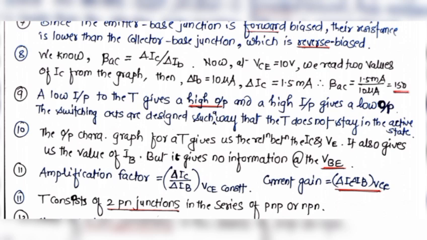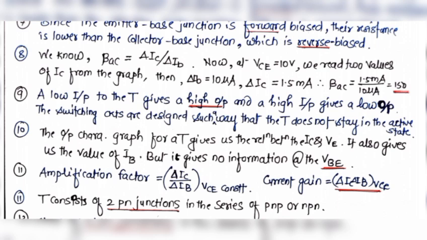We know beta AC is equal to a small change in IC upon a small change in IB. Now at VCE equal to 10 volt, we read two values of IC from the graph, then beta AC is equal to 150.